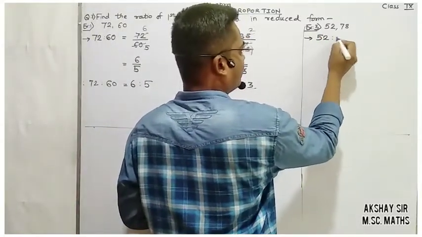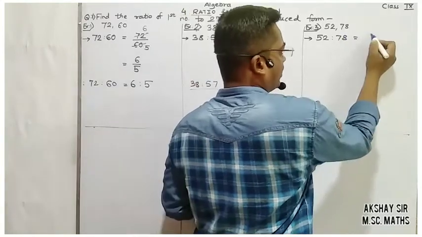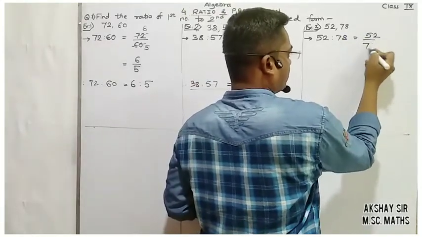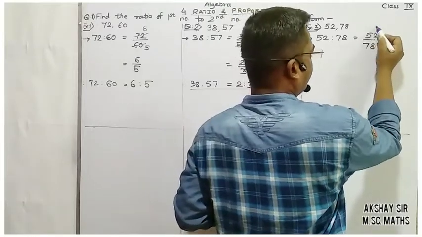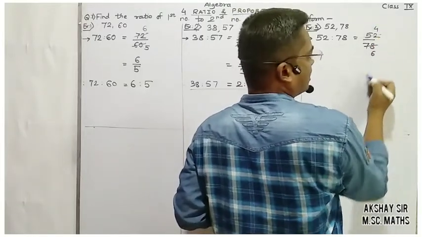We will take it as 52 as to 78. Let's convert it into rational form, 52 upon 78. You can see both are multiples of 13. 13 fours are 52 and 13 sixes are 78.